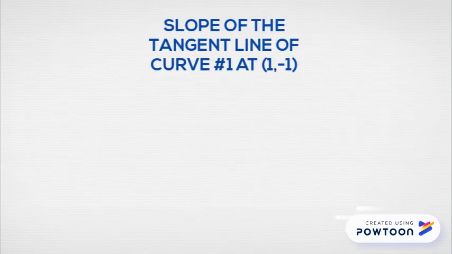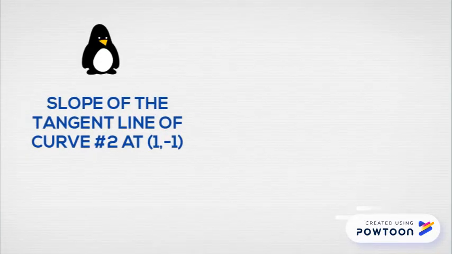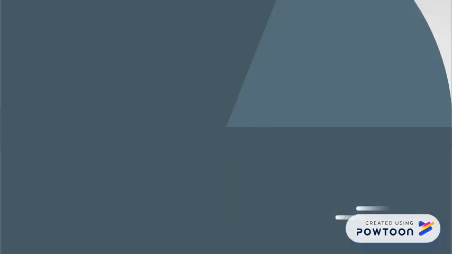To find the slope of the tangent line of curve 1 at (1, -1), we use the derivative of curve 1, which is negative 2x over 3y. We plug in (1, -1) into the equation and we get our slope, which is 2 over 3. Then we also find the slope of the tangent line of the second curve at (1, -1) using the derivative of the second curve, which is 3x squared over 2y. We plug in (1, -1) and we get our slope, which is 3 over negative 2.